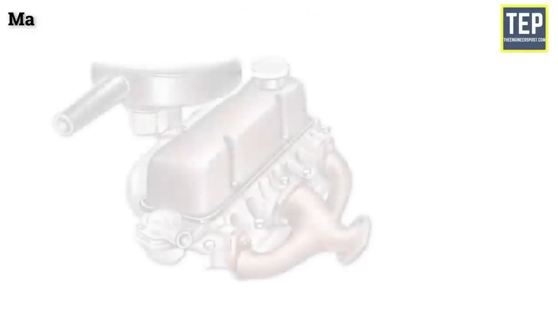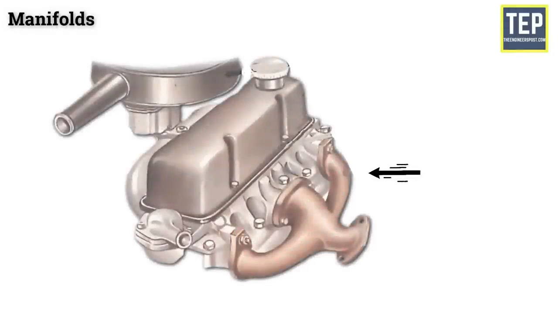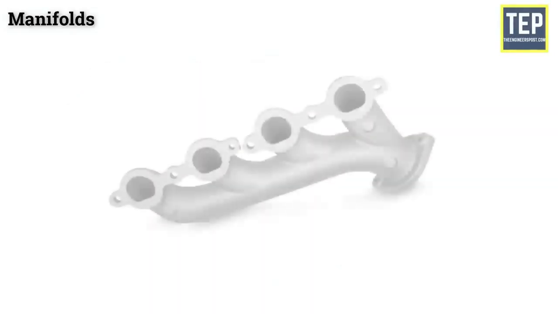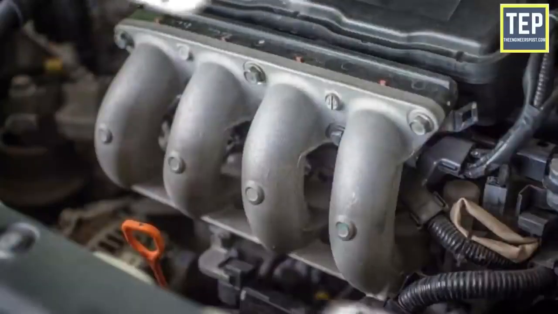Manifolds. There are separate sets of pipes attached to the cylinder head, which carry the air-fuel mixture and the exhaust gases. These are called manifolds. They are generally made of cast iron, so that they can withstand the high temperature of the exhaust gases.